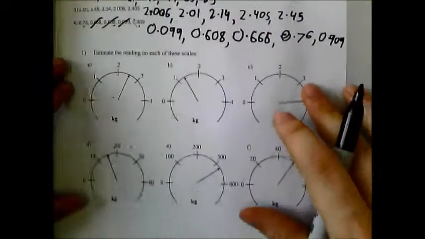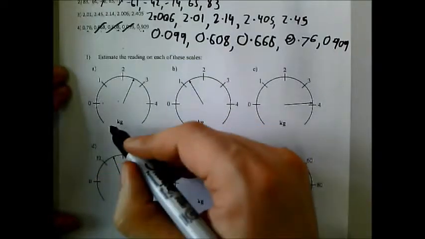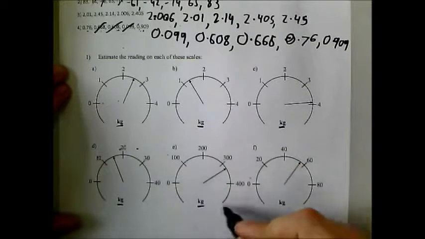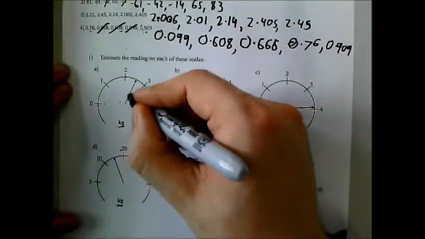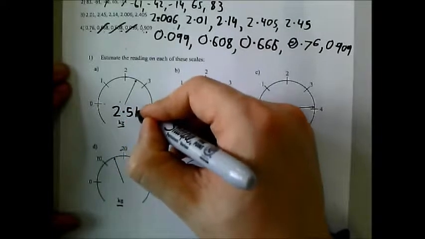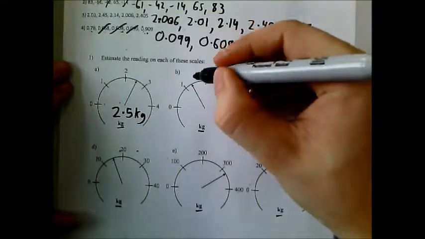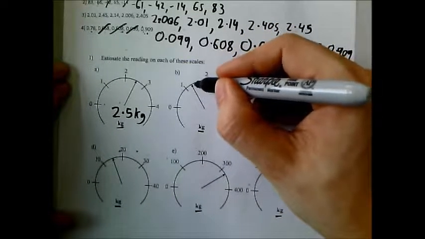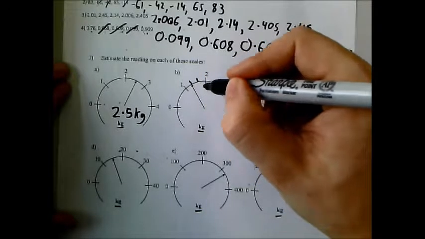Okay. Last one. Estimate the reading on each of the scales. I must be careful with my units. So this is between 2 and 3, and it's halfway between, so it's 2.5 kilograms. Okay, because it's halfway between. Next one. Now, you might be tempted to say this is halfway, but you see it's a little bit less than that. It looks more like a third of the way.